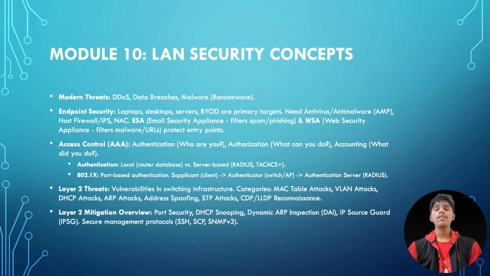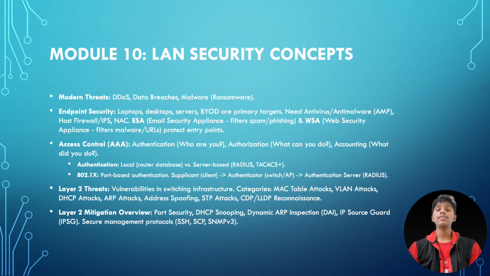So module 10 introduces the fundamental LAN security concepts. We may face threats today like denial of service attacks, DoS, and data breaches, and all sorts of malware like ransomware, and the endpoints, the PCs, servers, phones, and personal devices are major targets. So endpoint security using things like advanced anti-malware, AMP, and host firewalls is vital. Network devices like email security appliances, ESA, and web security appliances, WSA, filter threats at the edge.